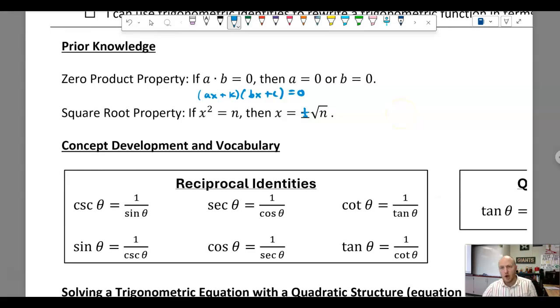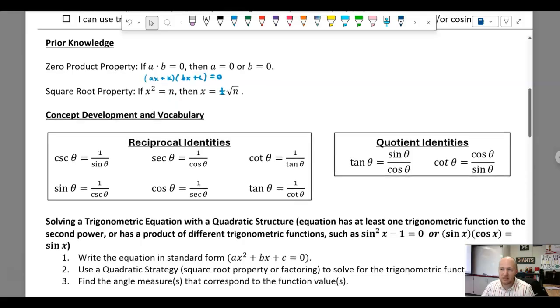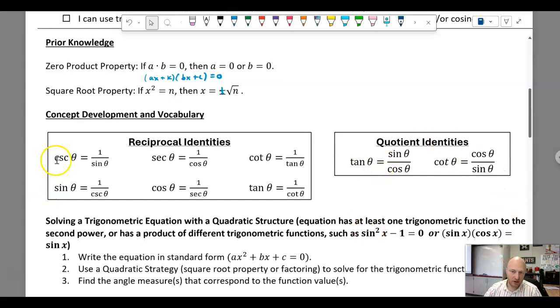So don't forget those. Also, prior knowledge, you want to know your identities, mainly the reciprocal identities. Know that cosecant is the reciprocal of sine, and vice versa. Secant is with cosine, and cotangent is with tangent. As well as knowing tangent and cotangent in terms of sine and cosine, because when we're solving, we're going to put everything in terms of sine and cosine, so we can use the unit circle to help us solve. So remember these two identities.